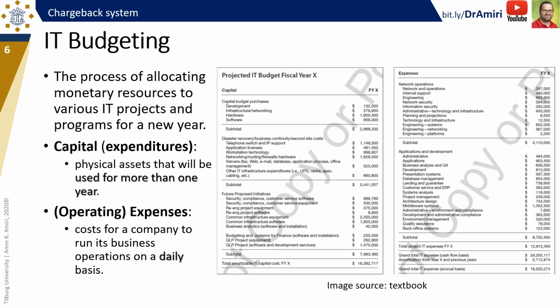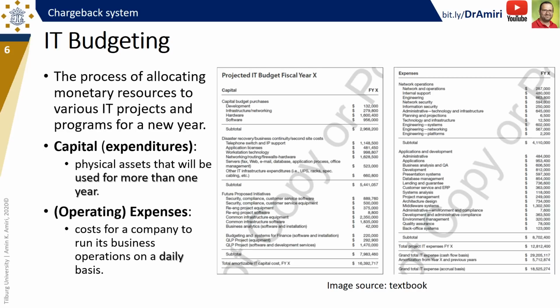two sections: a section on capital and a section on expenses. Capital expenditures are physical assets that will be used for more than 1 year. However, operating expenses are the cost that the company has to pay to be able to run on a daily basis.